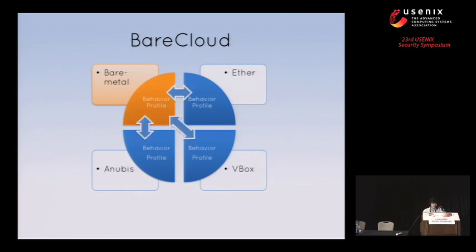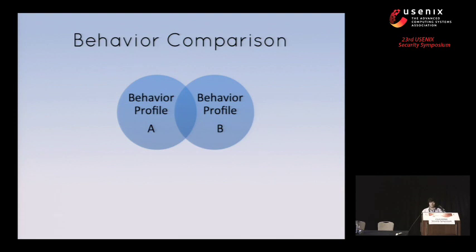So once we have all these behavior profiles, we compare them with respect to the bare metal system. And the idea here is that if the malware evades one of these three systems, we see a difference in the behavior. And this way, we can detect evasion. For that, we need to compare the behavior profiles.